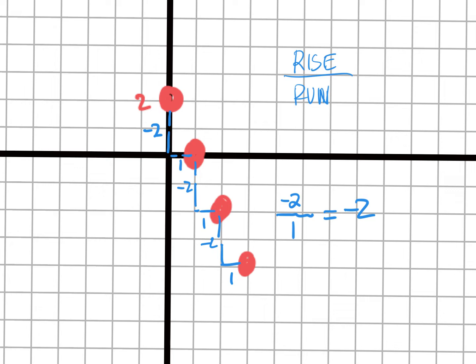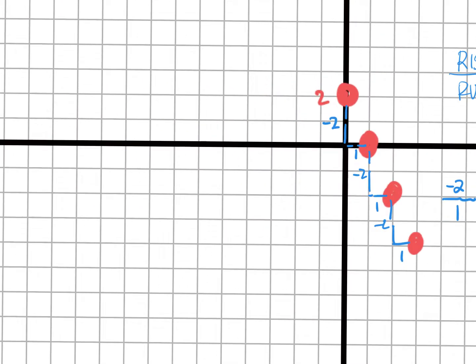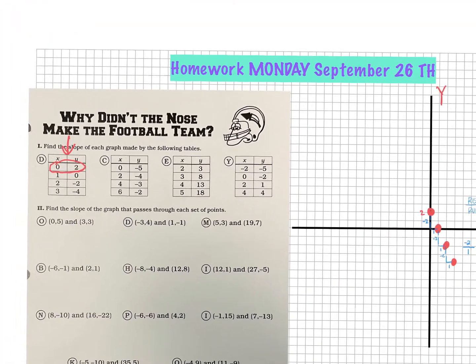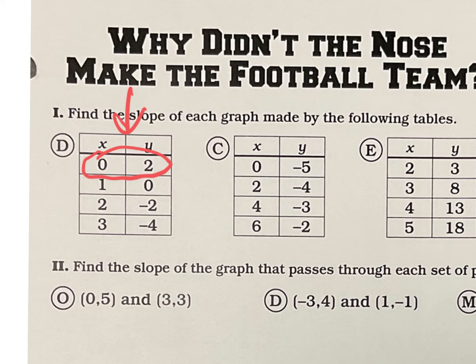Now, it kept going down 2 over 1. Did I need to graph it? Actually, no. Because if I look at the table where it started from, I didn't need to graph it. Remember how I said it went down 2 over 1? Well, look, it went from 2 to 0 on the y-axis, which is the up and down axis. So it went down 2.